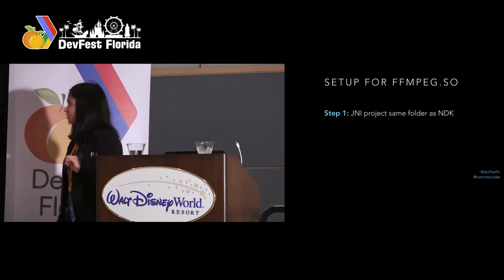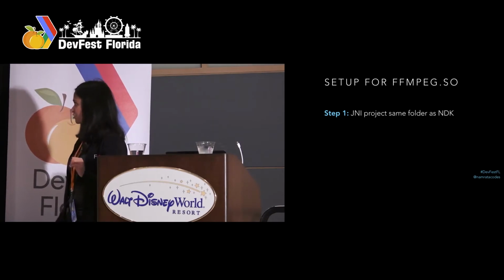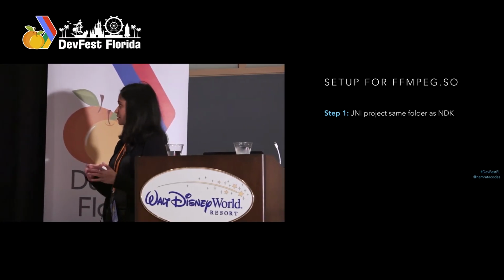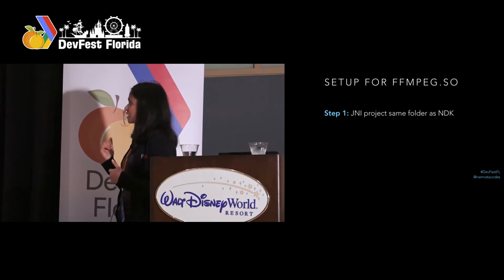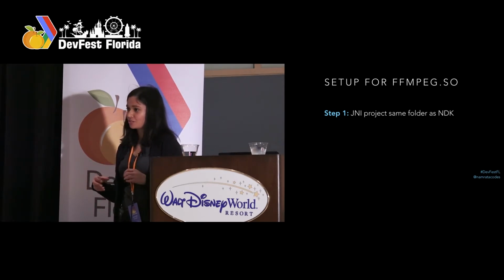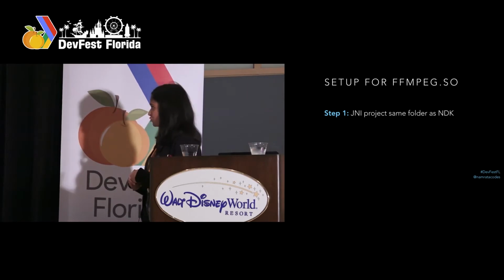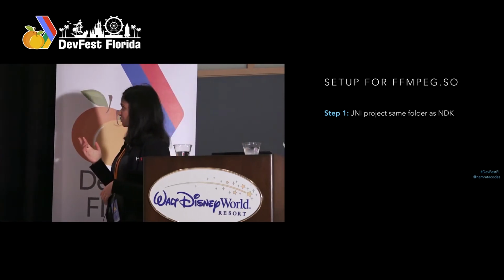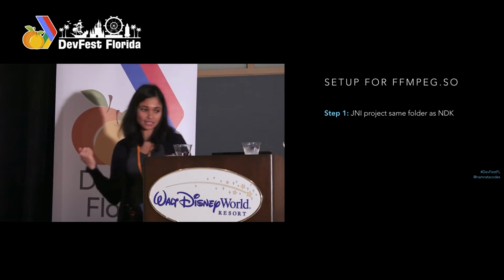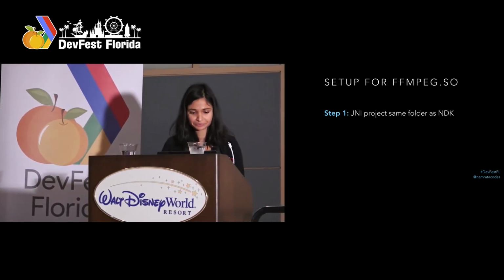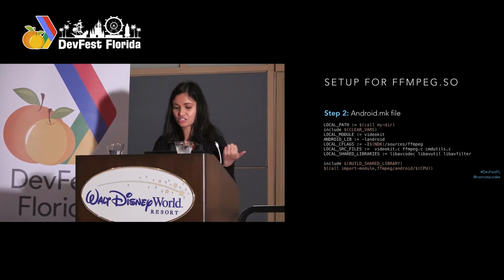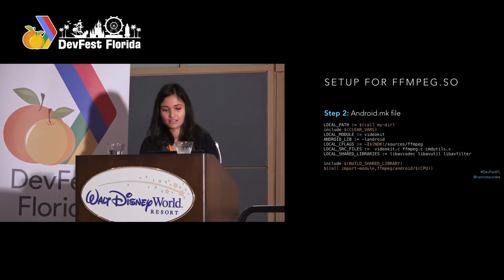So in order to do this, you have to, again, download all the sources and put it in the NDK sources folder. And you also now have to write some wrapper classes in order to interface with your Android code. So you make a JNI project and you put that in the same folder as your NDK, because that's where the compiler looks for it. JNI is the Java native interface.